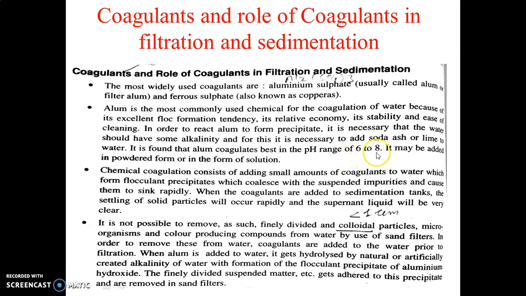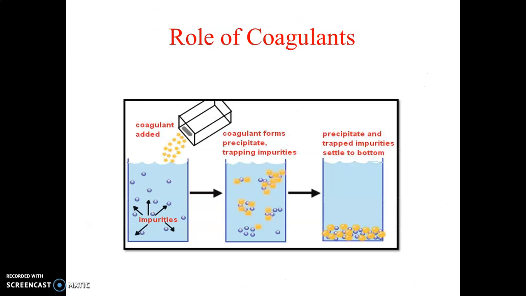That means alkaline, you have to maintain that pH, and then you have to add the aluminum sulfate or ferrous sulfate. So by adding that, we will separate the colloid particles from that dilute slurry. So I will show here. This is actually the working principle of coagulants.